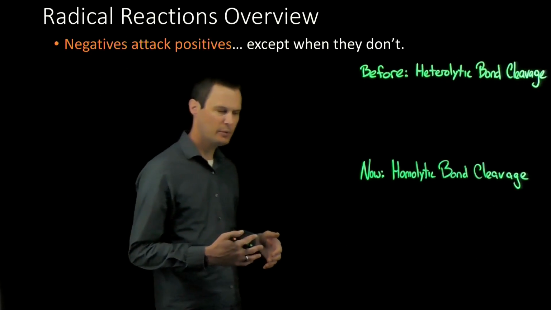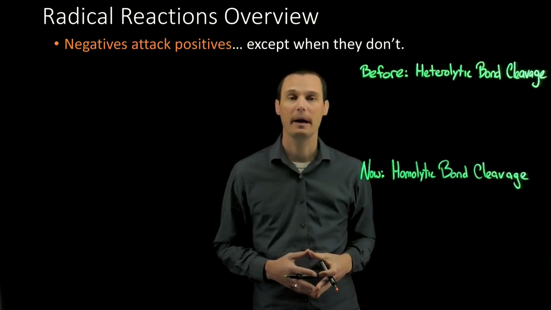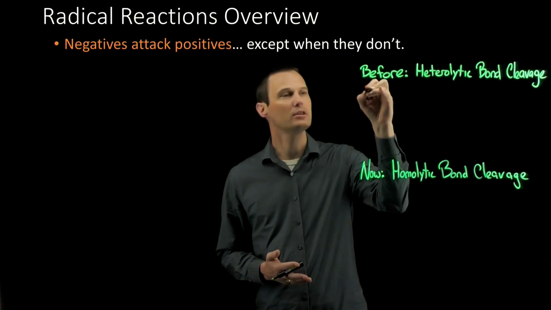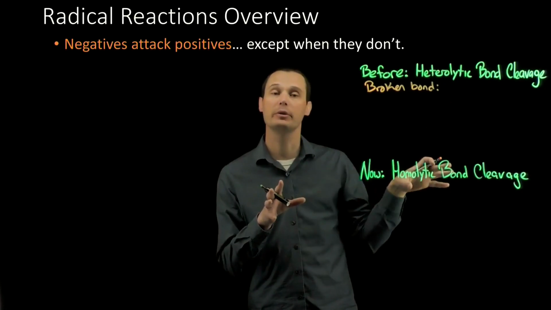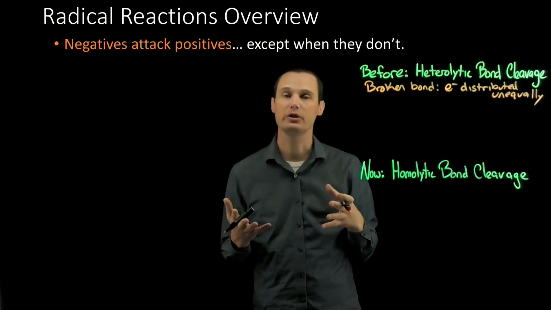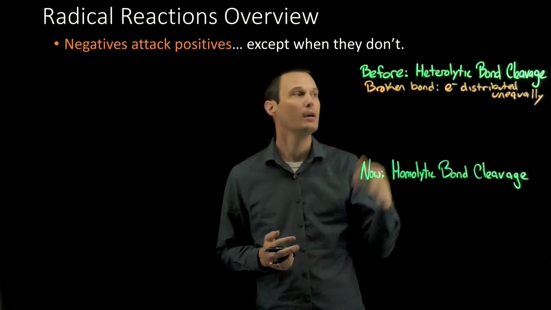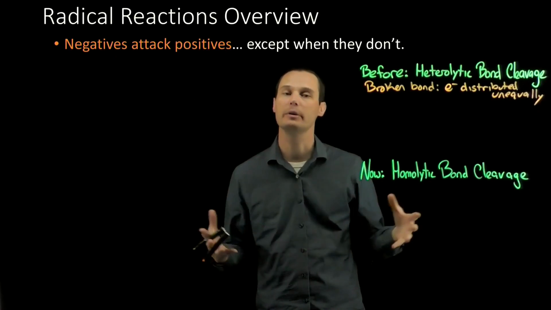Before, all of the reactions that we have seen, and most of the reactions in this course, are what we call heterolytic bond cleavage. And what that means is that when a bond breaks, those electrons are distributed unequally. Both atoms in that former bond don't necessarily share those former electrons the same. Heterolytic, breaking differently, so we are breaking the bonds and distributing those electrons differently.